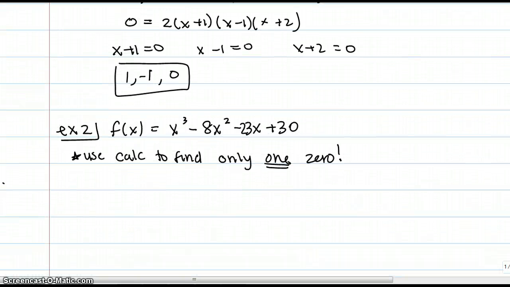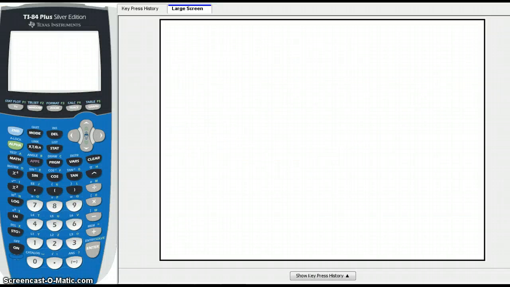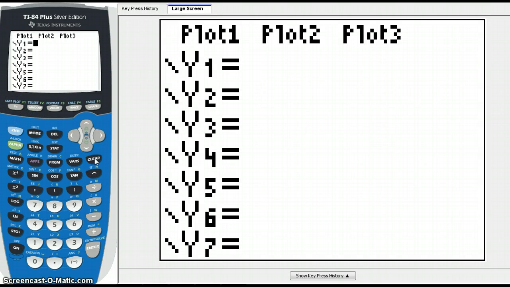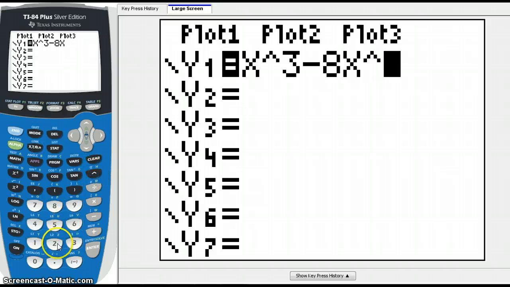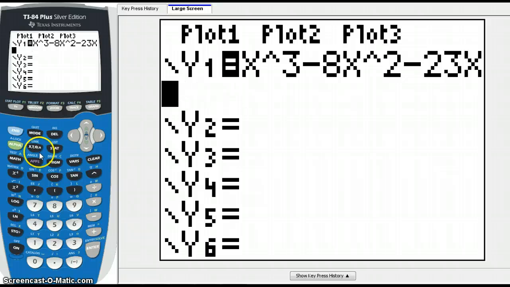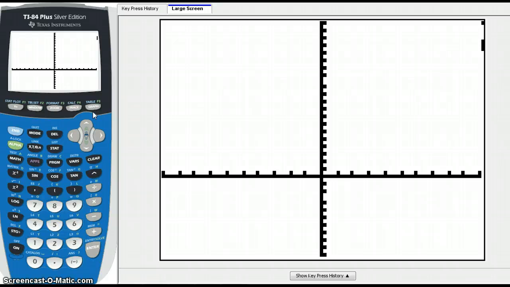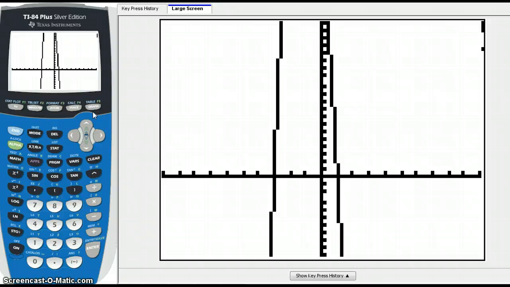So we're going to use our calculator to get us started. So I don't have to go through and guess and do all this extra work when I have this cool calculator I can use. I'm going to show you here on this big screen. So y equals, and we need to type in our function, x to the third minus 8x squared minus 23x plus 30. And I can look at the graph. Remember, the zeros are where the graph is crossing the x-axis. So here I see 2.